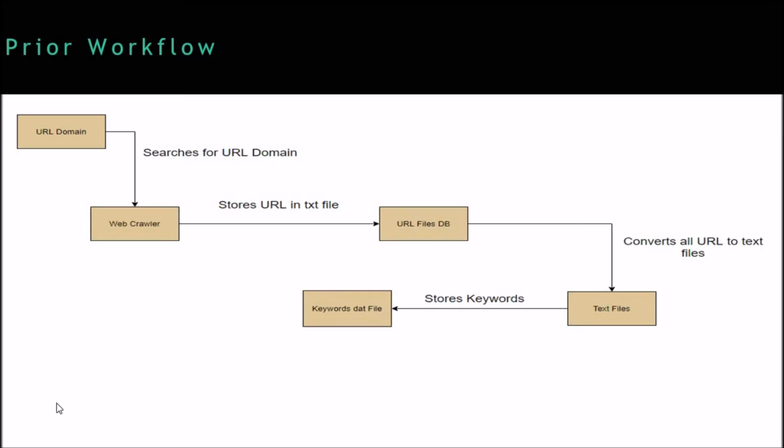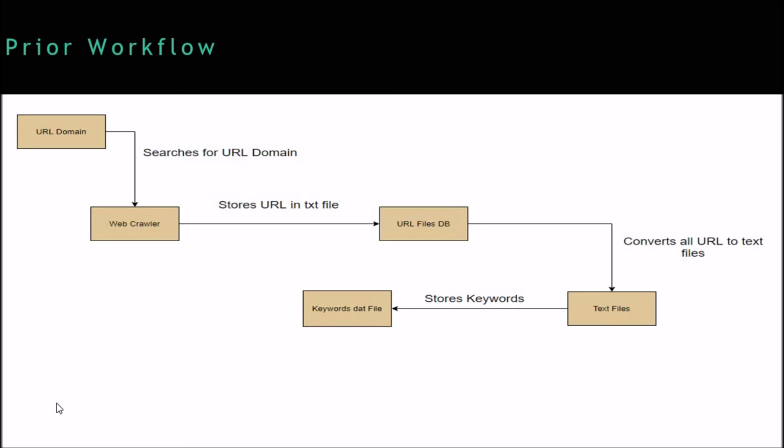Thank you, Usha. So before our search engine is executed, this is the prior workflow which happens before a user types in any keyword to search anything on a search engine. So we specify a URL domain which is then inputted in our web crawler parameter. So the web crawler finds all the URLs in that particular domain. After it has fetched all the URLs in that domain, it stores all the URLs in a text file in a file system. After all the URLs are then stored, here our file system is acting as a database. So that's why we have mentioned it as a URL files database here.